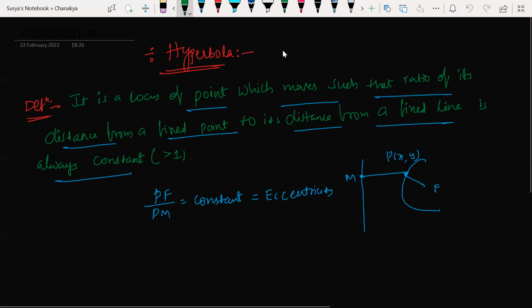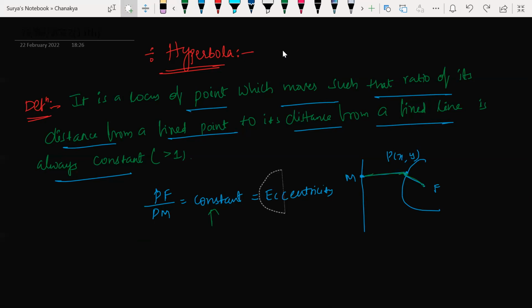Eccentricity का मतलब क्या होता है? Eccentricity is nothing but, देखो ये है ना पॉइंट, how far, कितना हट के है, I mean like you know how much distance it is. तो PF upon PM ratio क्या होगा, constant होगा. Let me write it simply.